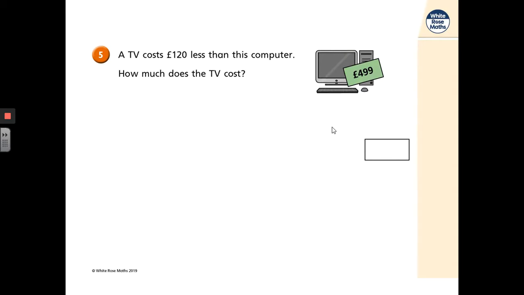Number 5, a TV costs £120 less than this computer. How much does the TV cost? So you know the cost of the computer, you know how much less the TV costs. So you could either draw a number line to work this one out, or you could, again, as normal, do our column subtraction. Just make sure if you're doing that, you line up our digits in the right columns. Make sure your ones are in the same line, your tens in the same line, and your hundreds in the same line, or else it'll get confusing.